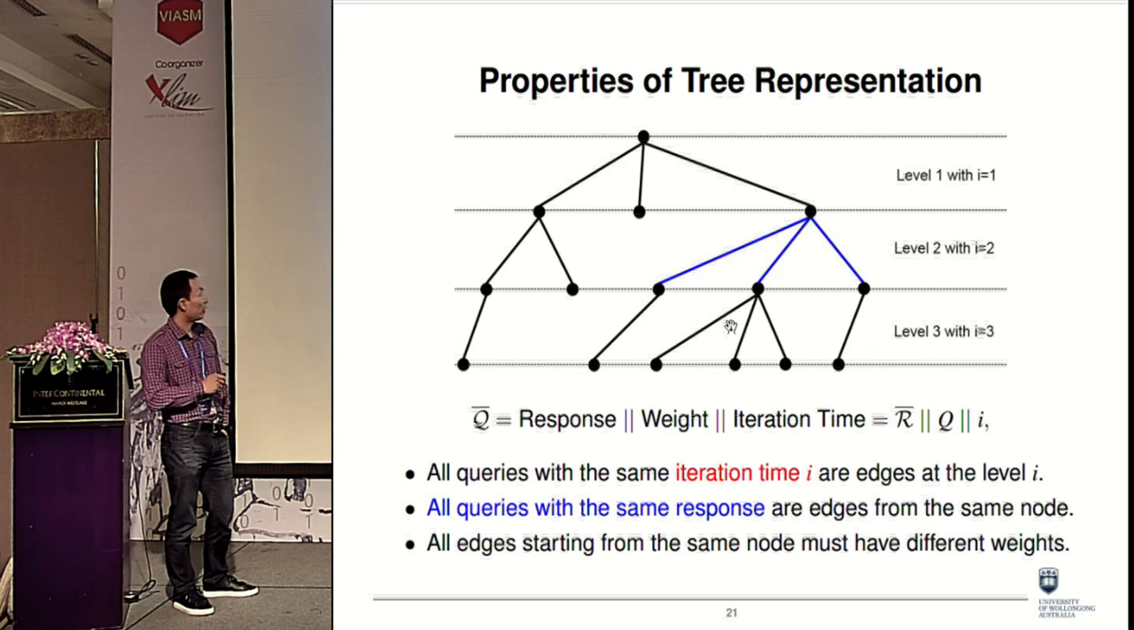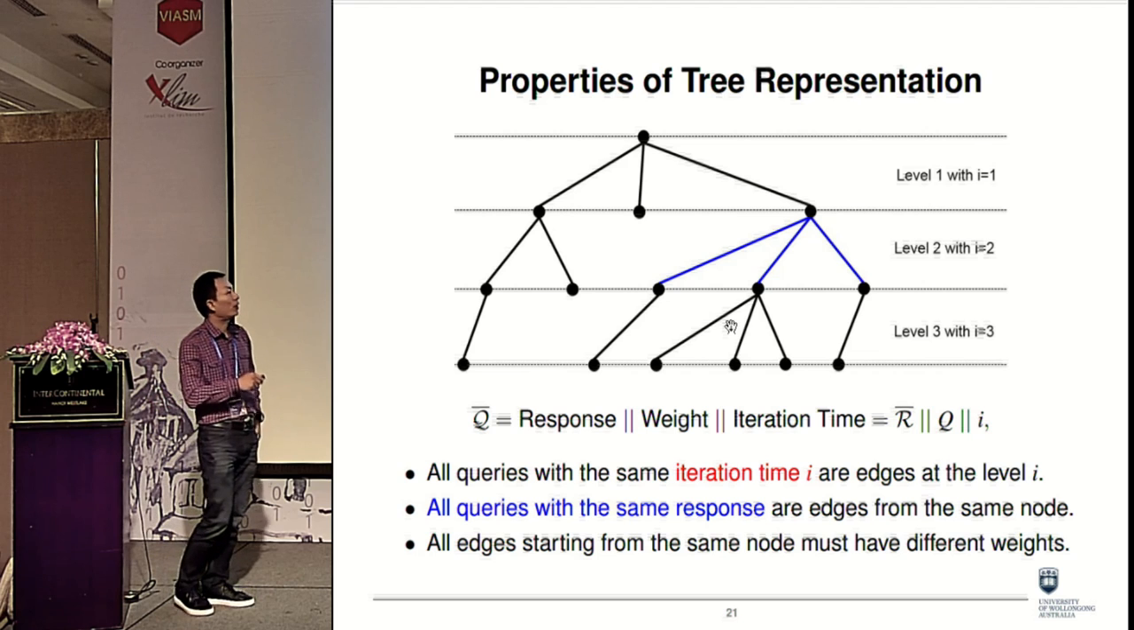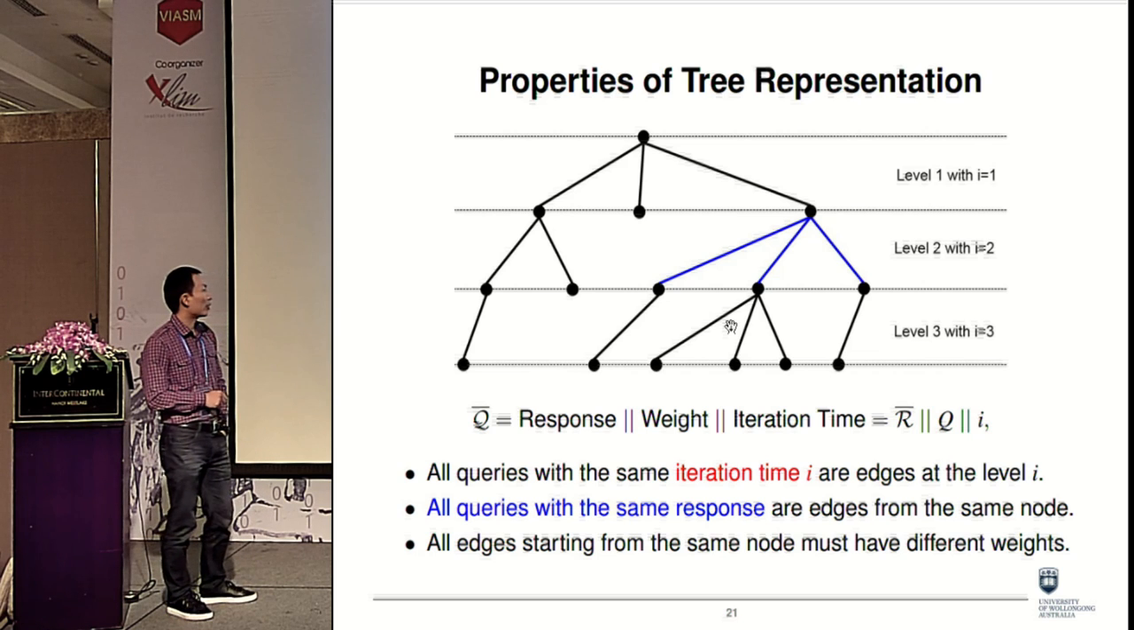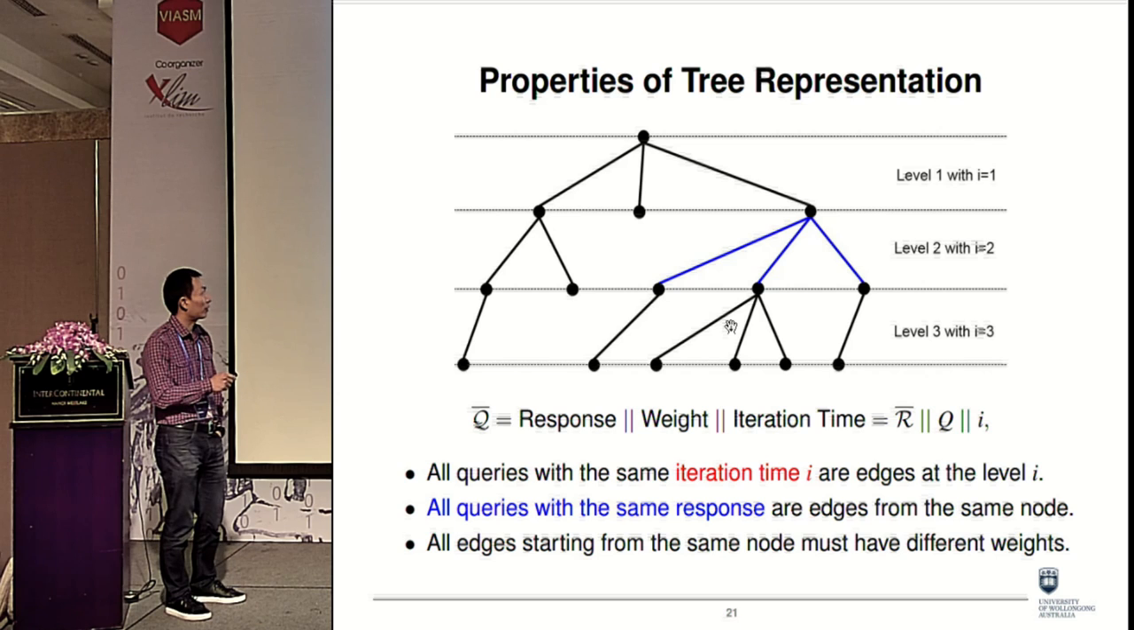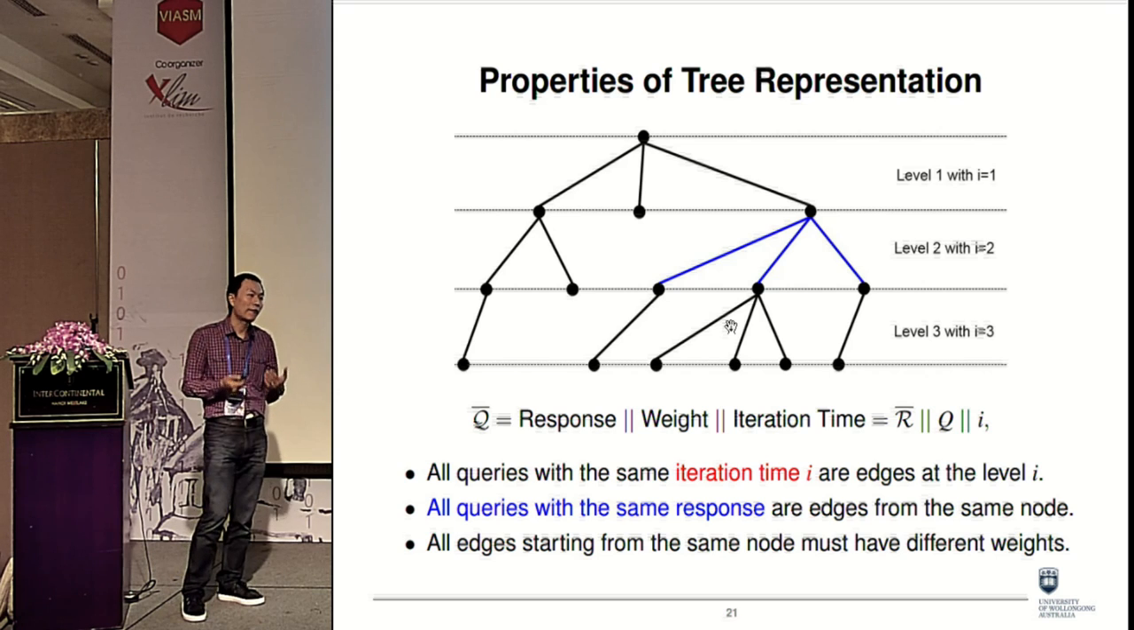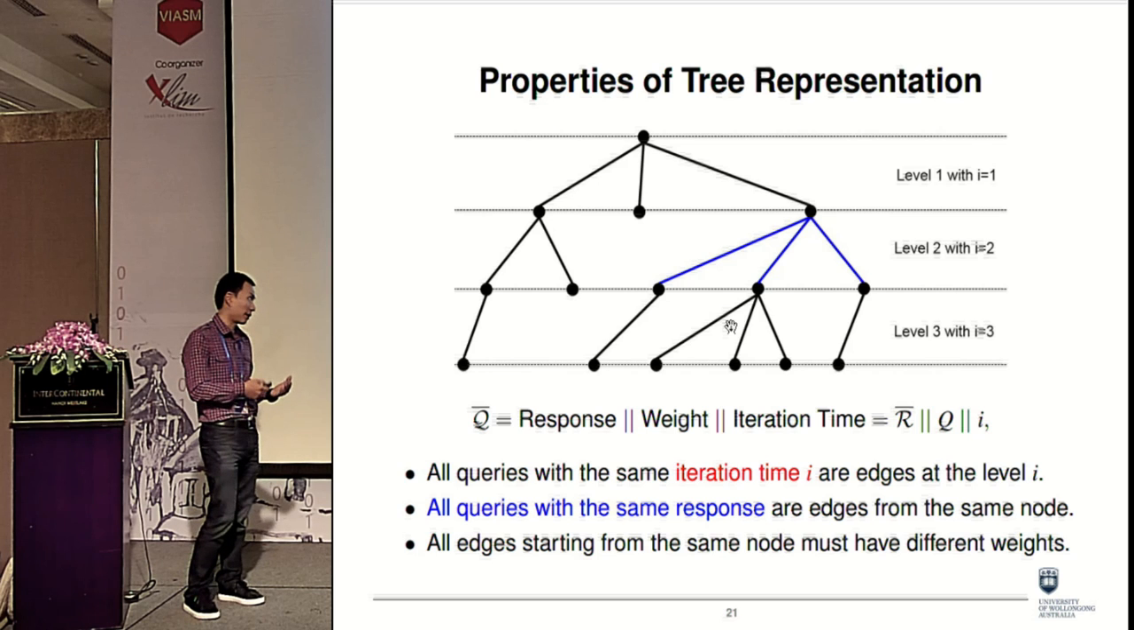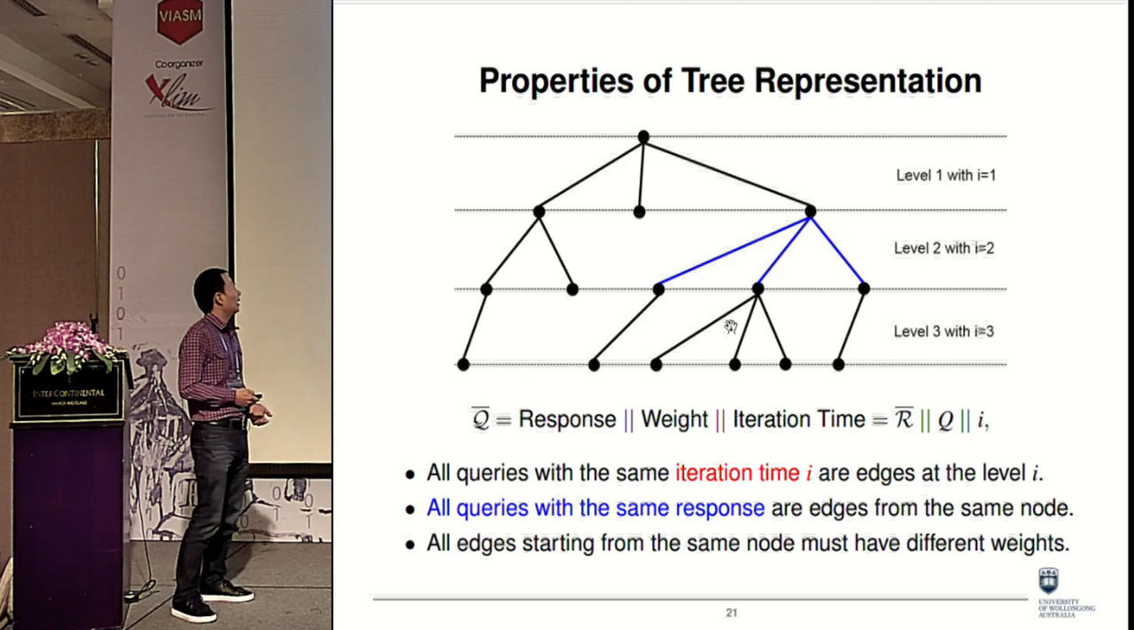And we have these three properties. First, all queries with the same iteration, same time, are edges at the same level I. And all queries with the same response are edges from the same node. For example, these three queries must have the same response here. And all edges starting from the same node must have different weights because they already have the same response and iteration time.